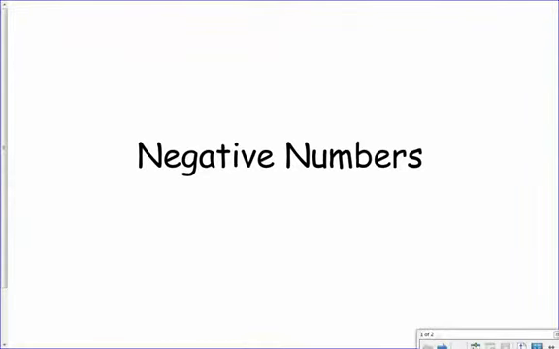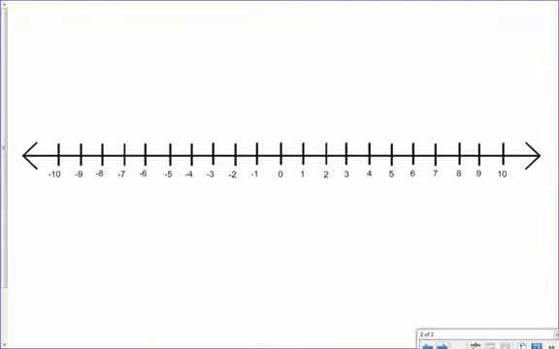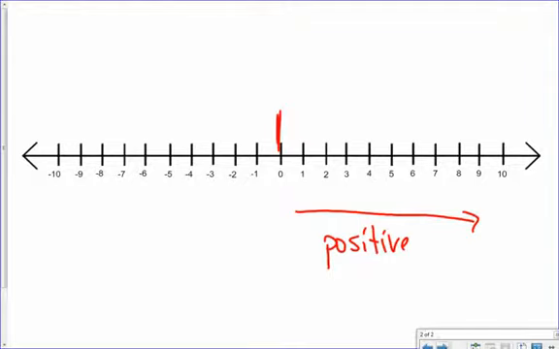Okay, so tonight we're looking at negative numbers like I promised. All right, so this is a number line. You guys have seen number lines before, several times before, I'm sure. Okay, so here we have our 0. And in this way, we've got positive numbers. Okay, so positive numbers are anything bigger than 0.